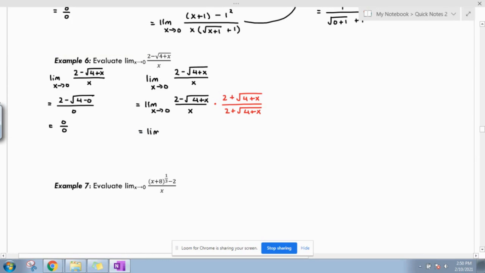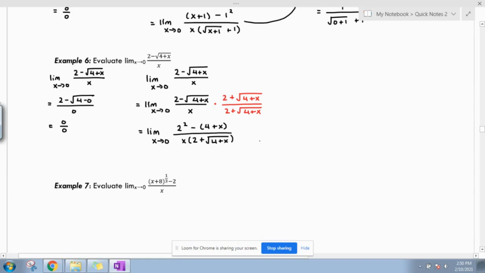So in this case, I've got the limit as x approaches 0. I'm going to get 2 squared minus (4 plus x). Remember, the square root and the square end up canceling out, which is why I'm left with 4 plus x. Remember to have the brackets around there because the minus sign is going to change all the signs there. All over x times (2 plus the square root of 4 plus x).